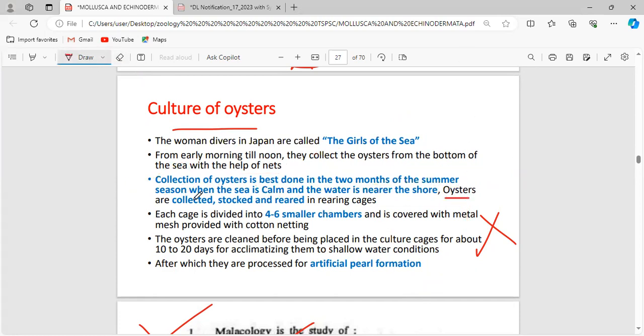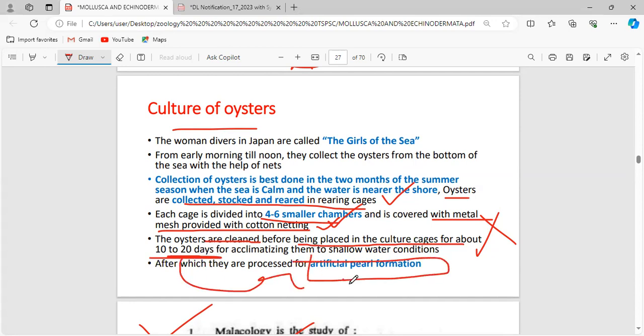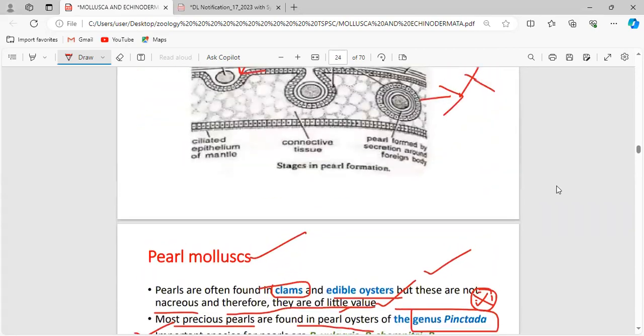The oysters are collected and stocked in rearing cages. Each cage is divided into small chambers and covered with metal mesh provided with cotton netting. The oysters are cleaned before being placed in the culture cages for about 10 to 20 days. After that they are processed for artificial pearl formation. But these are all just the mechanisms.